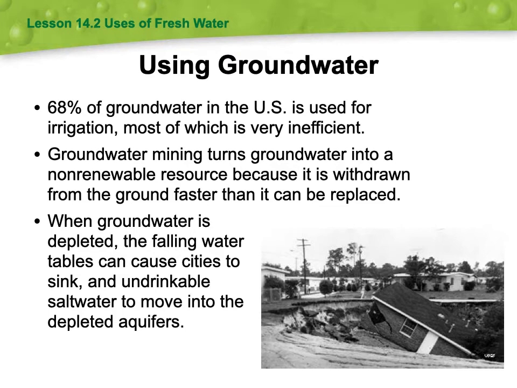When that groundwater is depleted, the falling water tables will cause, as the picture shows here on the right, cities to sink because the ground where the water was is now unstable and it could collapse, and then undrinkable salt water to move into the depleted aquifers. Sometimes, if they don't collapse, especially in coastal areas where there is salt water, that will not be usable for drinking or for watering crops either.